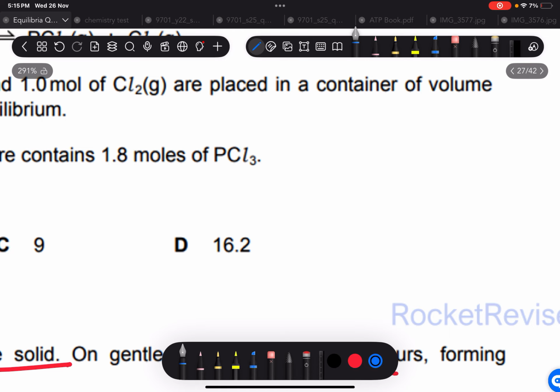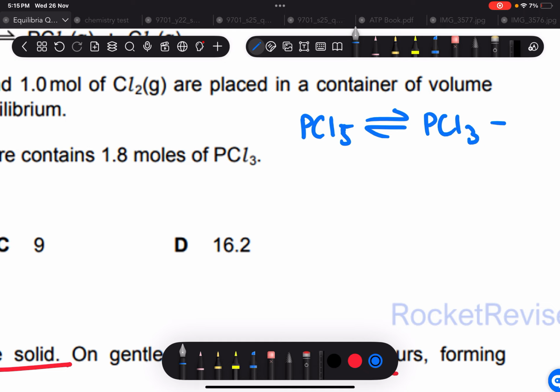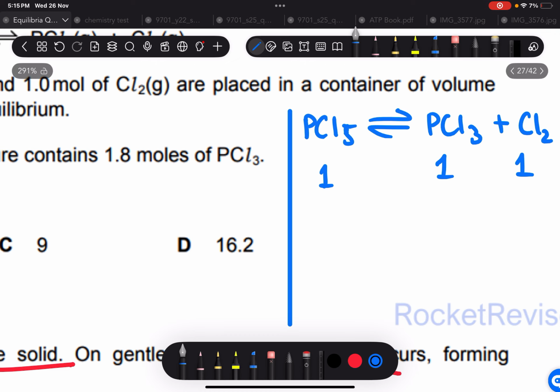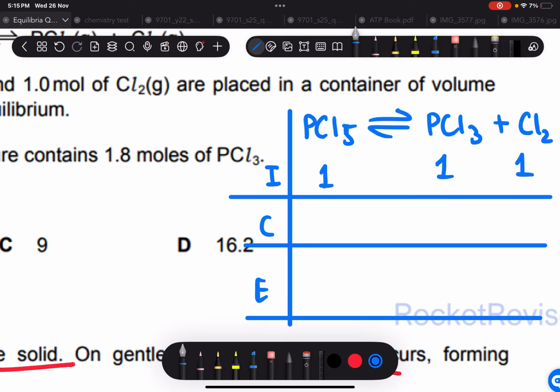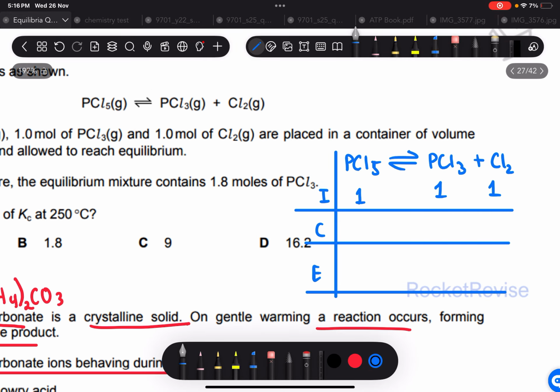You just write the equation, which is PCl5 forming PCl3 plus Cl2. You have 1 mole of this, 1 mole of this, and 1 mole of this. Okay, you have 1 mole of each of them. Initially you have 1 mole. Now the change in moles we don't know right now, and the equilibrium moles, meaning the moles that are going to be present at equilibrium, there are 1.8 moles of PCl3. In blue I've written everything that was given in the question.